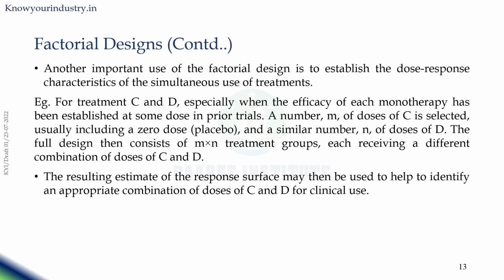Another important use of the factorial design is to establish the dose response characteristics of simultaneous use of treatments, for example, for treatments C and D, especially when the efficacy of each monotherapy has been established at some dose in prior trials. A number m of doses of C is selected, usually including a zero dose, that is placebo, and a similar number n of doses of D.